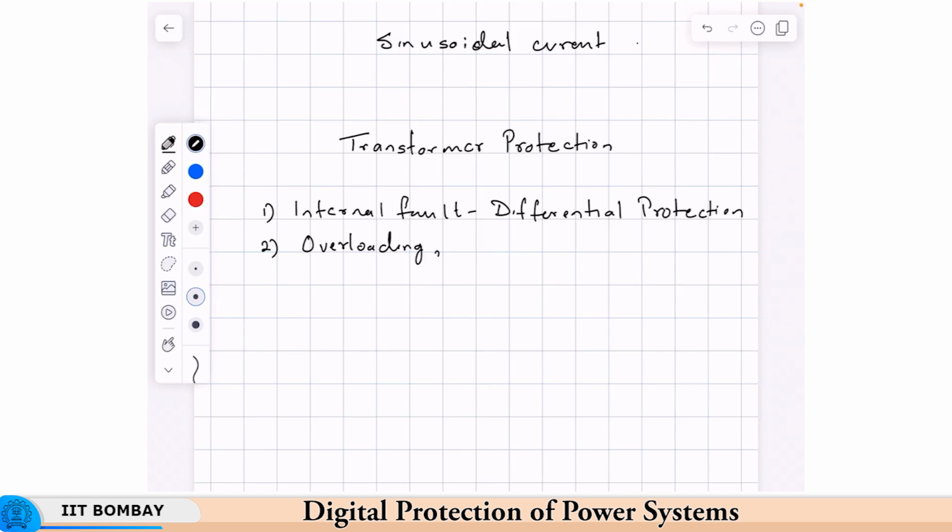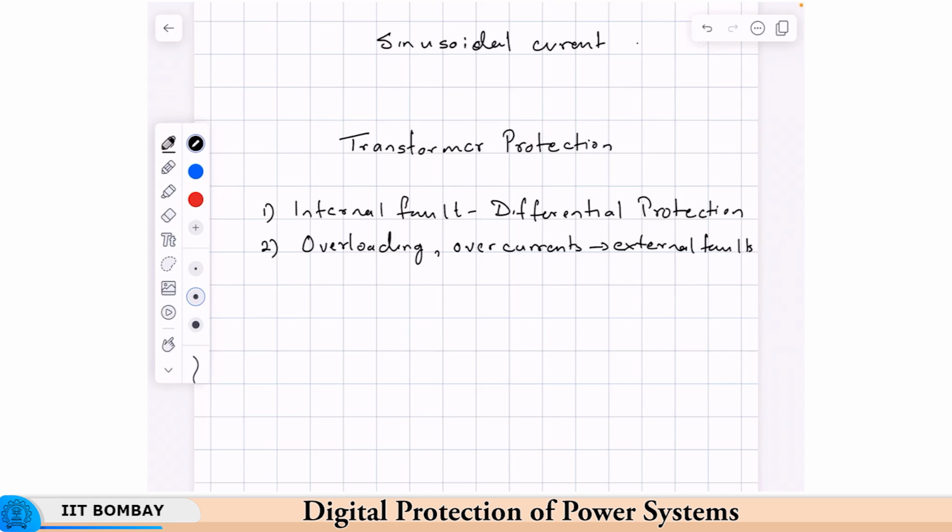Another cause of overcurrents. Overloading is basically loading the transformer beyond its current rating. Another cause of overcurrents could be external faults. Now differential protection will not pick these up, because there is no internal fault. So, the current entering the differential element and leaving will be the same, we will see it very shortly. That is why these faults will not be picked up on differential protection.